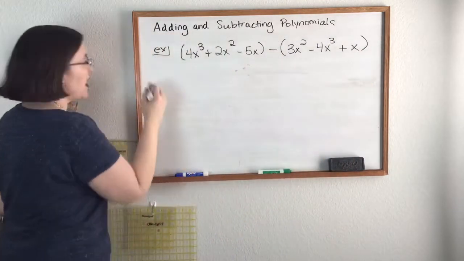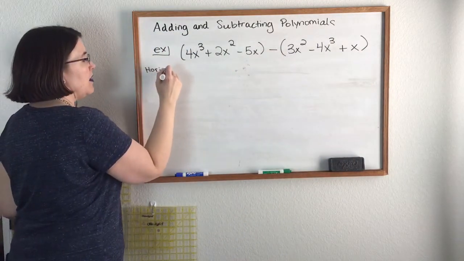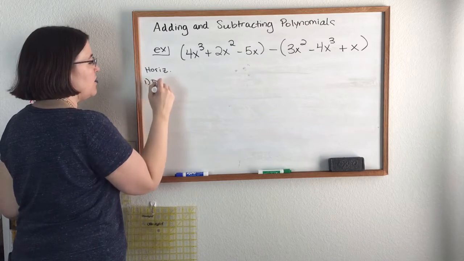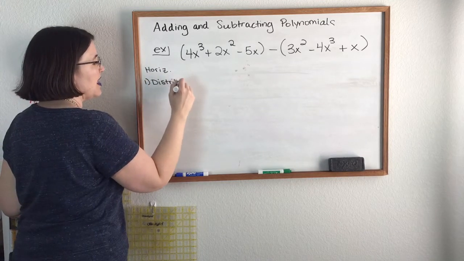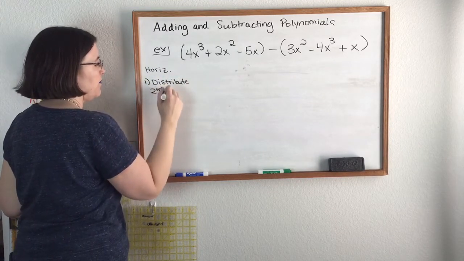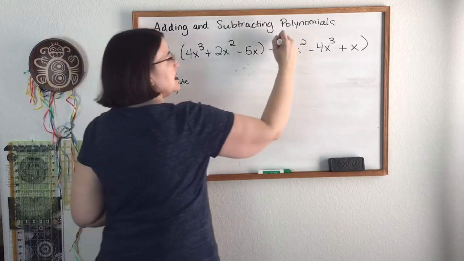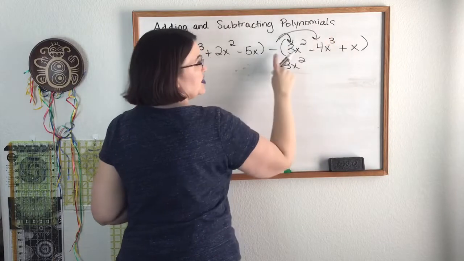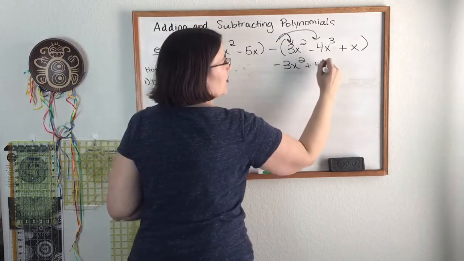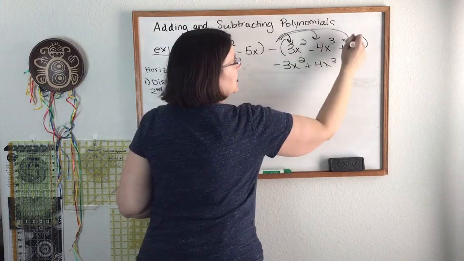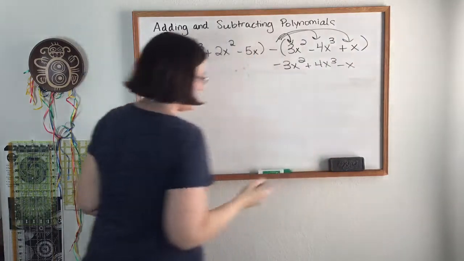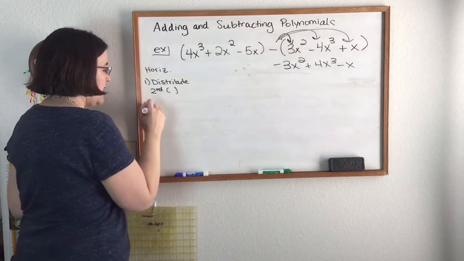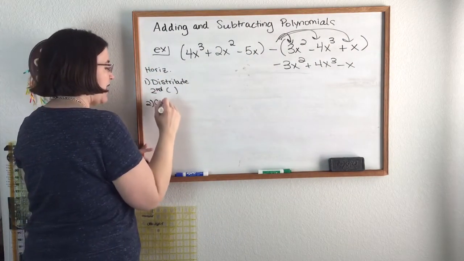All right, my first step for the horizontal method is I'm still going to go ahead and distribute through the second parenthesis. So this minus is now going to change this to a negative 3x squared. It's going to change the negative to a positive 4x to the third, and it's going to change the positive to a negative x.